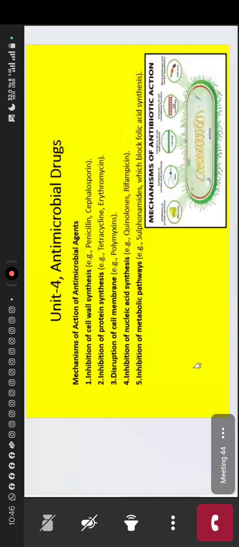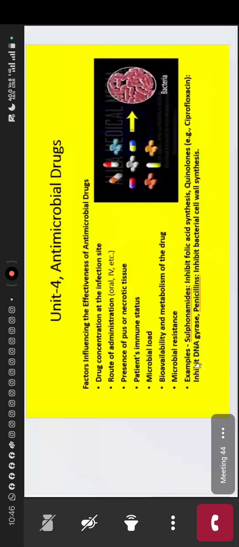And also you have unit 4 in your syllabus, which consists of antimicrobial drugs. What are antimicrobial drugs? As I told you, antimicrobial drugs are the chemicals which are effective against the growth of microorganisms, or we can say which kill the growth of microorganisms. So next are the factors that influence the effectiveness of antimicrobial drugs, that is, how effective an antimicrobial drug is.